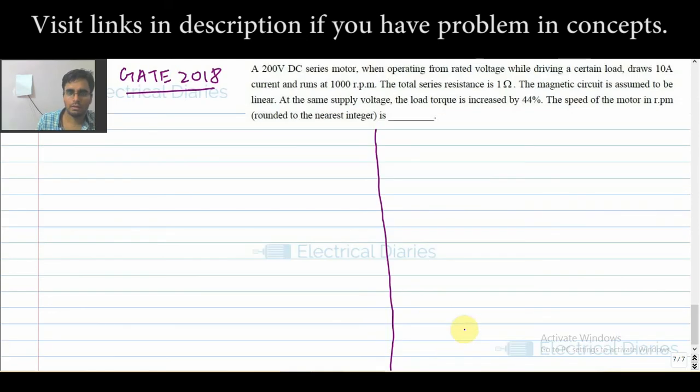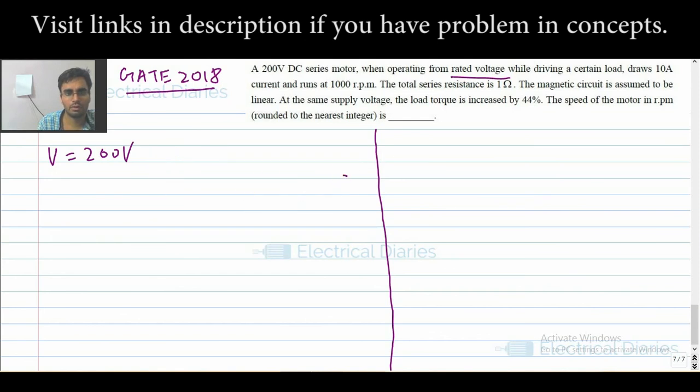Okay, so now the last question for GATE 2018 electric machines. A 200 volt DC series motor is given to us, 200 volts rating, when operated from rated voltage. It's operating from 200 volts only, that is our supply voltage, driving a certain load, draws 10 ampere current. Okay, it is a series motor.